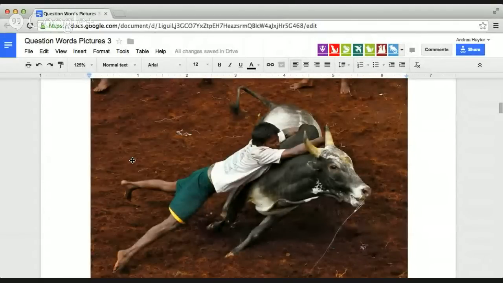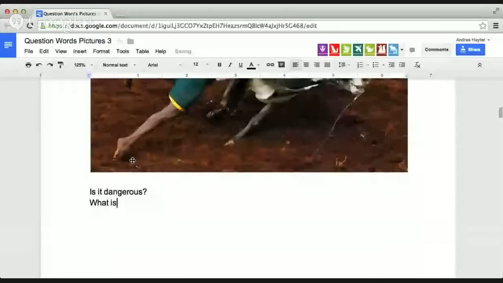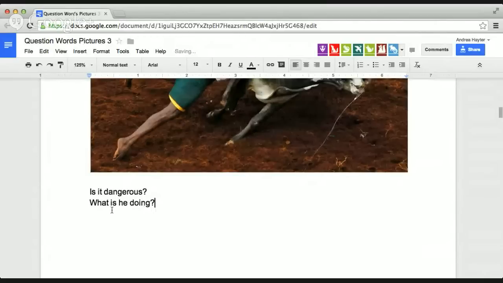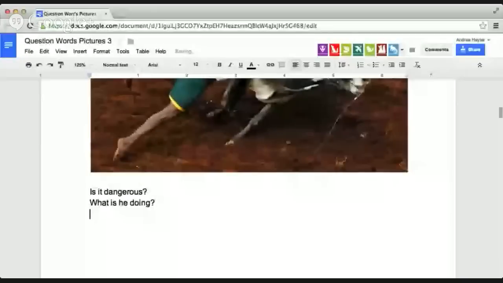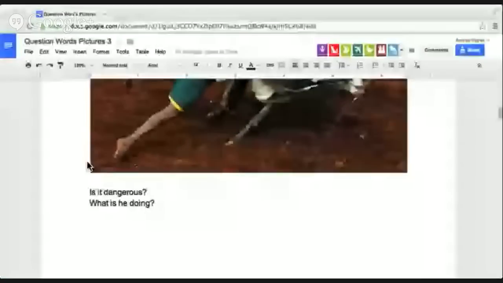For example, one moment. What is he doing? Yeah, what is he doing? So you have your question word, then your verb is, your subject is he, and then doing is your other verb. What is he doing? Perfect. Okay, Tarek, give me another question.